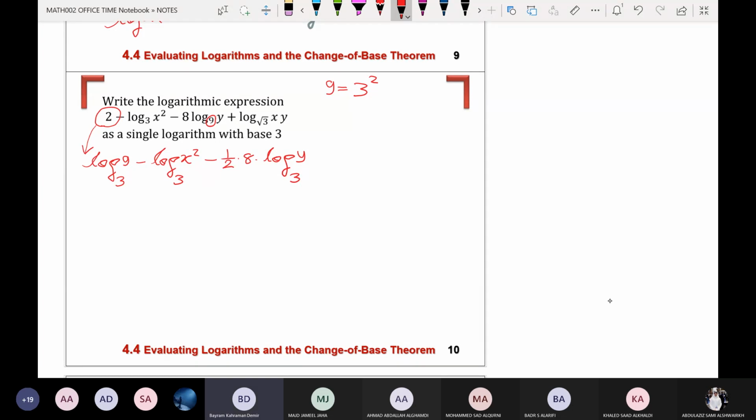And now imagine we have square root 3 here as a base. Square root 3 means 3 to the power half. So the half is going to flip, so it will come here as a 2. 2 times logarithm of xy base 3.